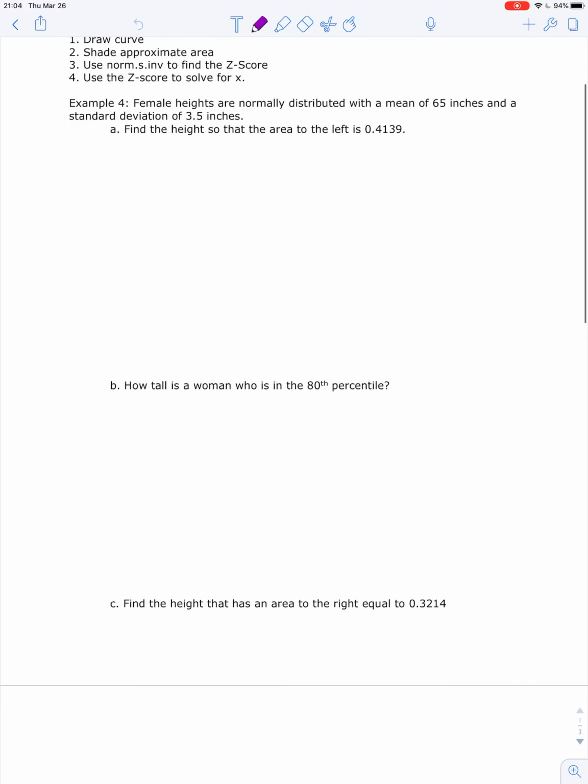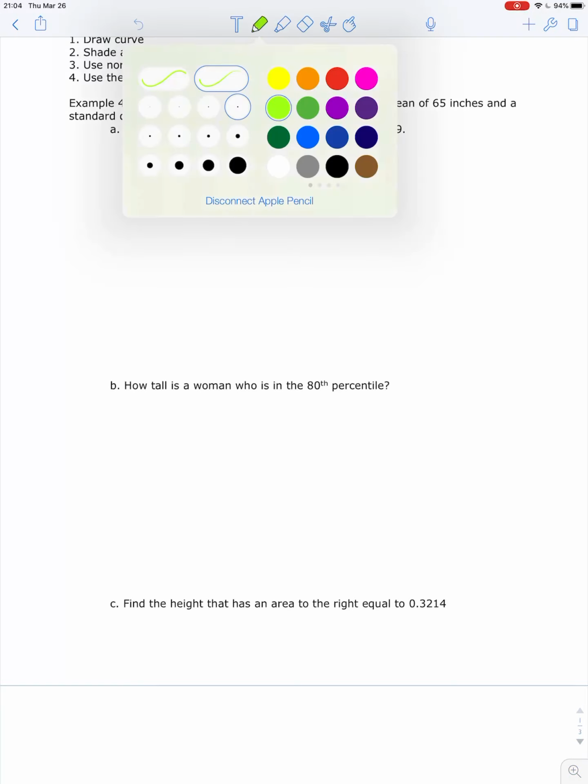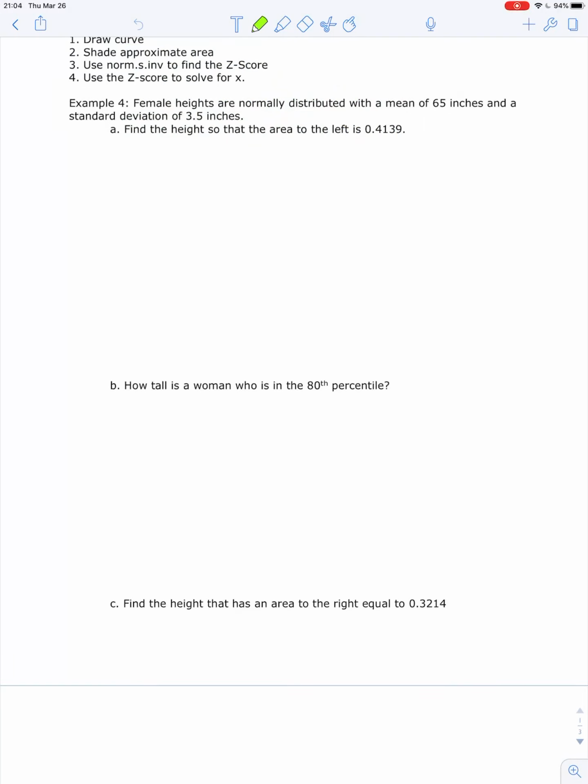So we're going to be looking at this example. I believe this is the same example as we had previously. So we have female heights that are normally distributed with a mean of 65 inches and a standard deviation of 3.5 inches. So just like I did before, I'm going to go ahead and highlight or underline the important things. So it's normally distributed, a mean of 65, and a standard deviation of 3.5. Those are the important pieces of information that we've been given so far.